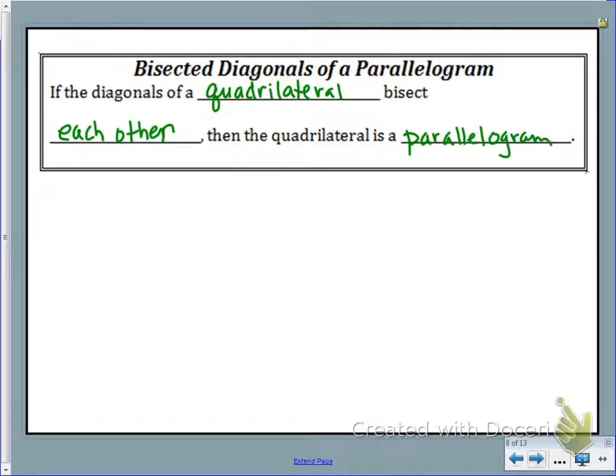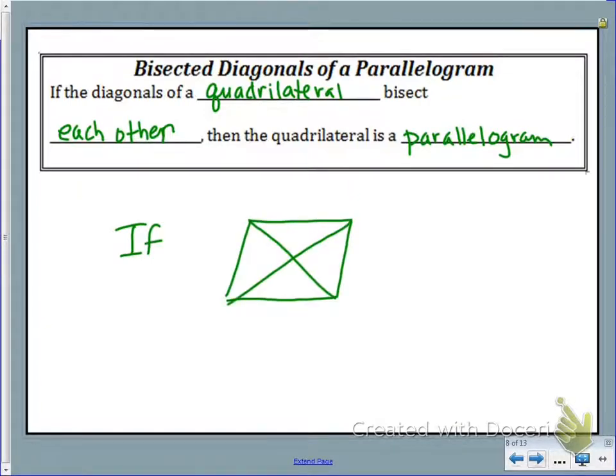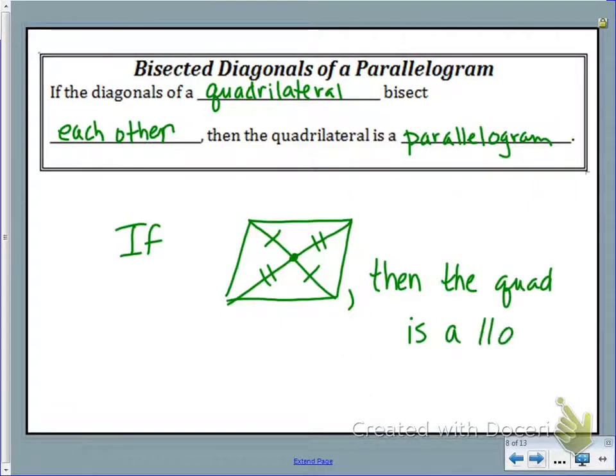So in your annotations, if you can show there's your diagonals, if you can show that they cut one another in half, so essentially that would be a midpoint. If you can show that to be true, then the quadrilateral is a parallelogram. That is our fourth way of showing that a quadrilateral is a parallelogram.